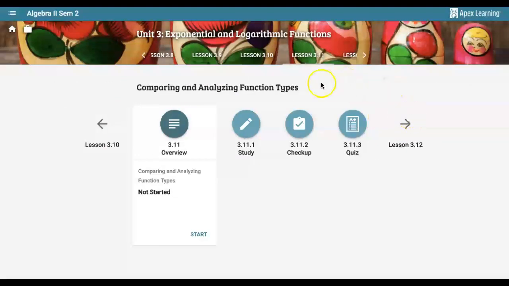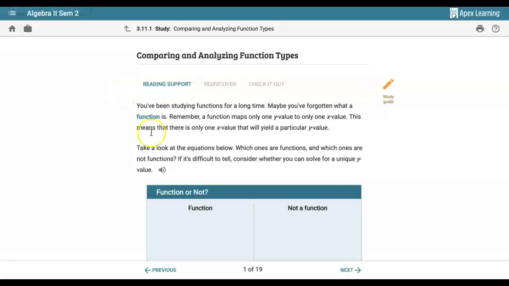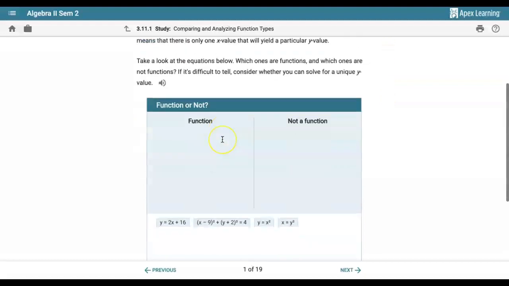Now, if we get into 3.11 here, we're going to look at comparing and analyzing different function types. Getting into it here, we got to start off with just a reminder of what is a function and what is not a function. All right. And it's easy when we were dealing with it graphically, right? Because that's obviously, if it passes the vertical line test, it is a function. But in general, remember, a function is where there is only one y value to one x value. Okay, there's one y value to every x value.